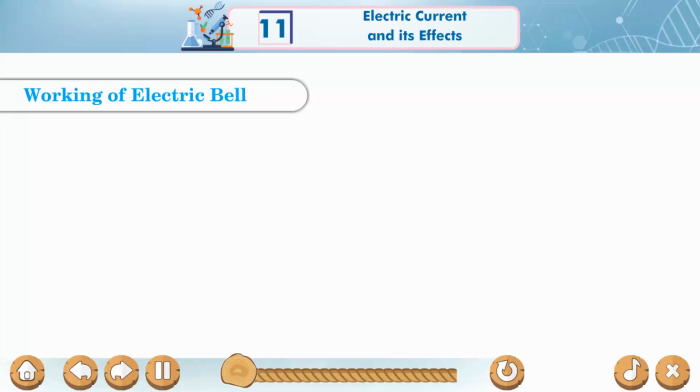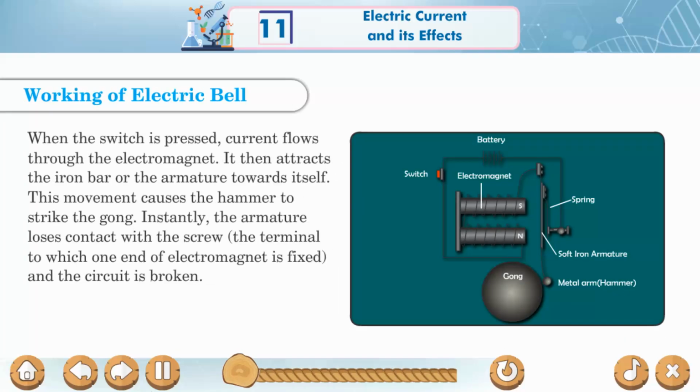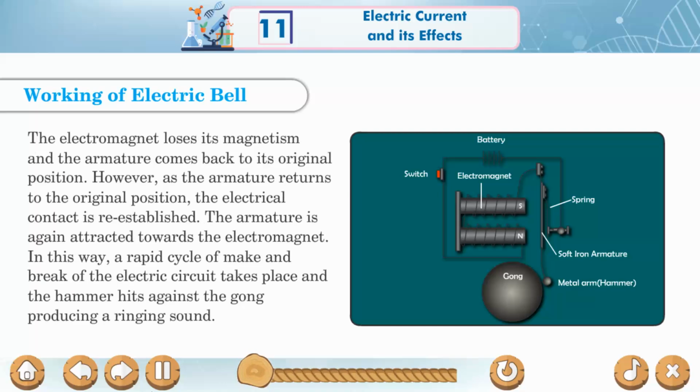Working of electric bell. When the switch is pressed, current flows through the electromagnet. It then attracts the iron bar or the armature towards itself. This movement causes the hammer to strike the gong. Instantly, the armature loses contact with the screw, the terminal to which one end of the electromagnet is fixed, and the circuit is broken. The electromagnet loses its magnetism and the armature comes back to its original position.